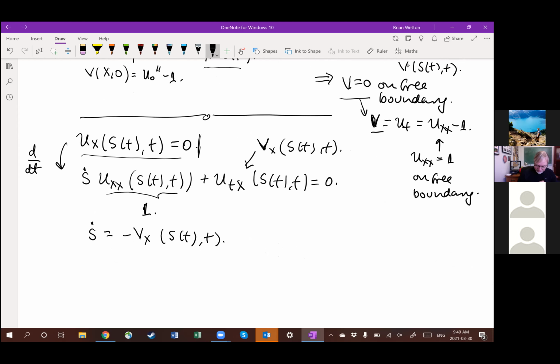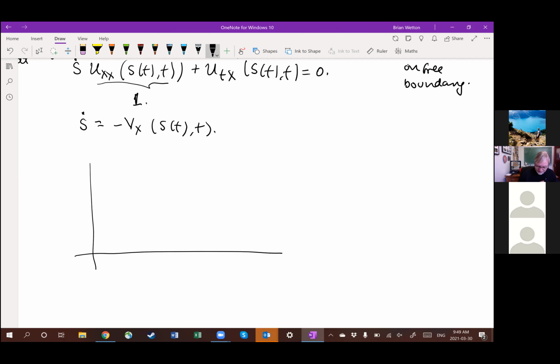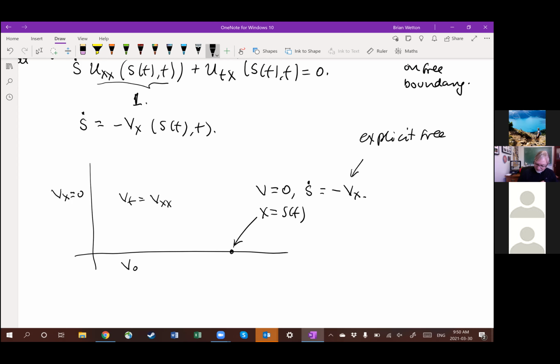And now let me write out the whole problem now for v. I've got v 0. I've got initial conditions for v using the derivatives of the initial conditions for u. I've got vx is equal to 0 here. I've got vt is vxx here. And I've got a free boundary value problem here, which I've converted entirely in terms of v. I've got the two conditions, v is 0 and s dot is minus vx. So not in terms of the original variable u, but in terms of v, now I've got an explicit free boundary value problem.